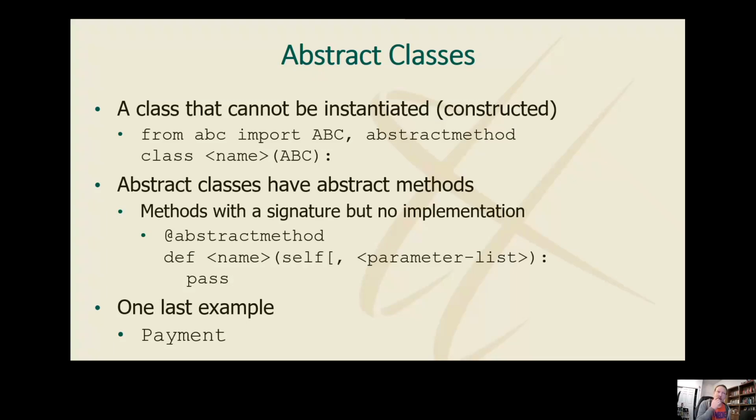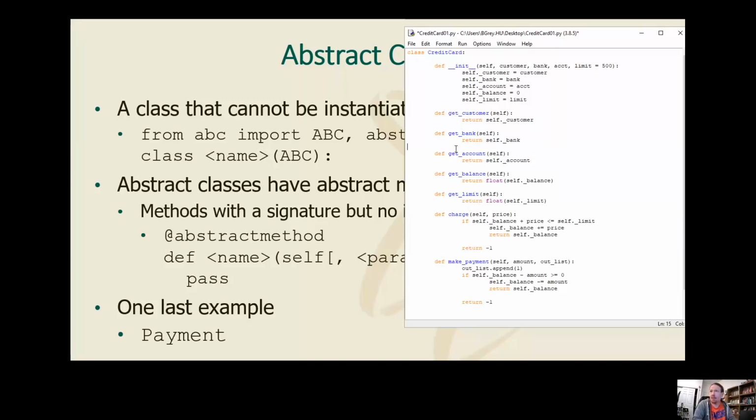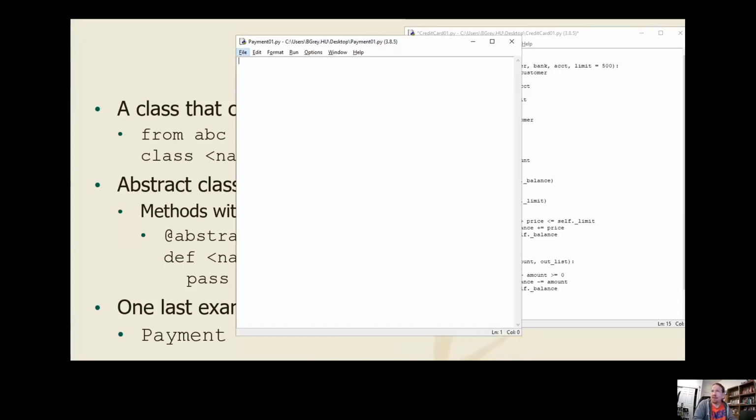Okay, we are going to back solve. We're going to retroactively put the payment into our hierarchy. So we have our credit card class again, and we have our payment. Step one for our payment object is we're going to say from ABC import ABC and abstract method.